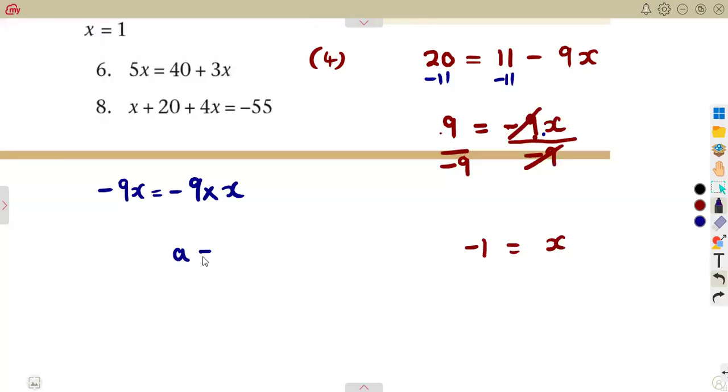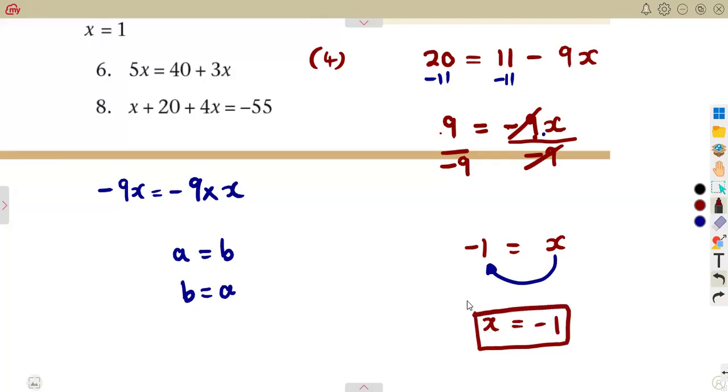Remember, if A is equal to B, it also means B is equal to A. So if -1 is equal to x, like what you can see, it also means x is equal to -1. It's just one and the same thing. If -1 is equal to x, x is equal to -1.